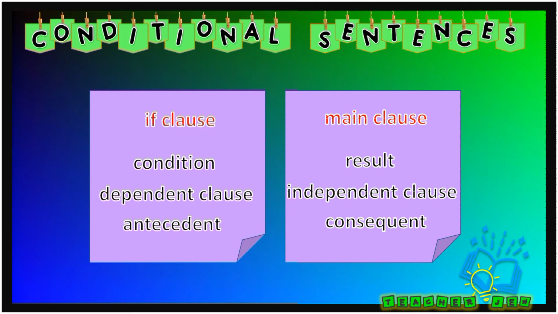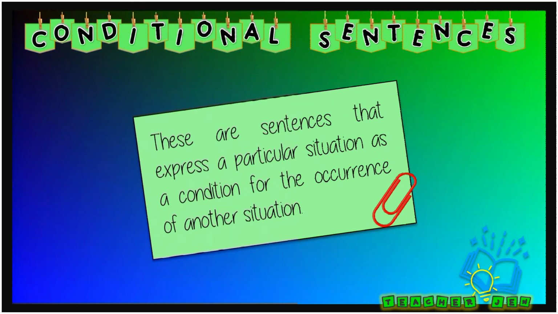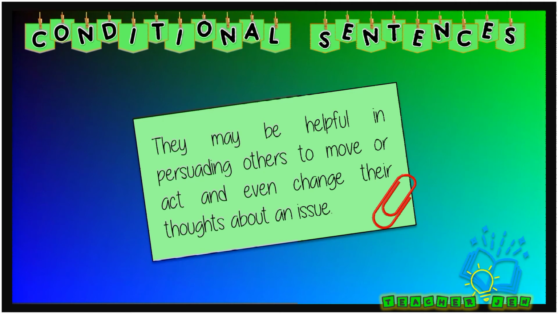The main clause is also called a result clause. It is the occurrence after a certain situation. Also, it is called an independent clause, which means that it can stand alone and it has a complete thought. It is also called a consequent, which later you will learn more about. Take note that conditional sentences express a particular situation as a condition for the occurrence of another situation, and that they may be used in persuading or convincing others to move or act and even change their point of view or thoughts about an issue.